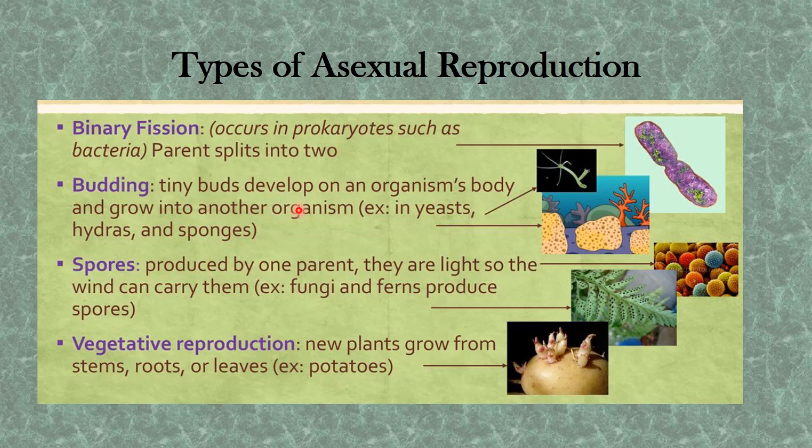So budding occurs in yeast, hydras, and sponges. We also have what we call spores. It's a type of asexual reproduction produced by one parent. They are light, so the wind carries them.